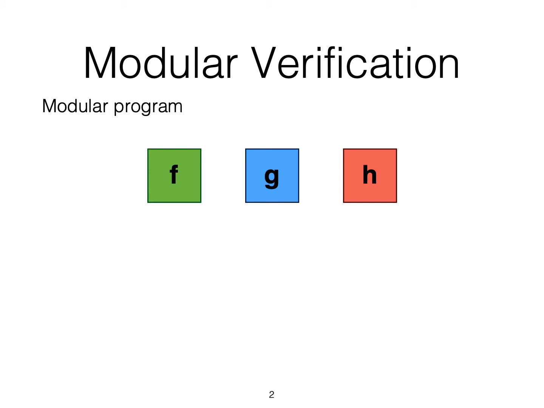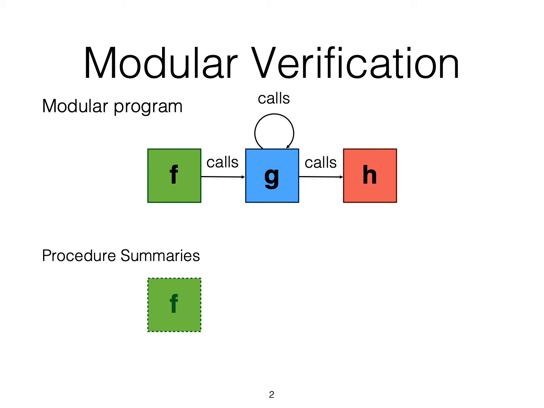Let's say we have a modular program with procedures F, G, and H, where F calls G, G calls itself, and G calls H. Let's also say that we have procedure summaries for these procedures. For example, we have that F has this procedure summary that abstracts its behavior, and similarly we have summaries for G and H that abstract their behaviors.